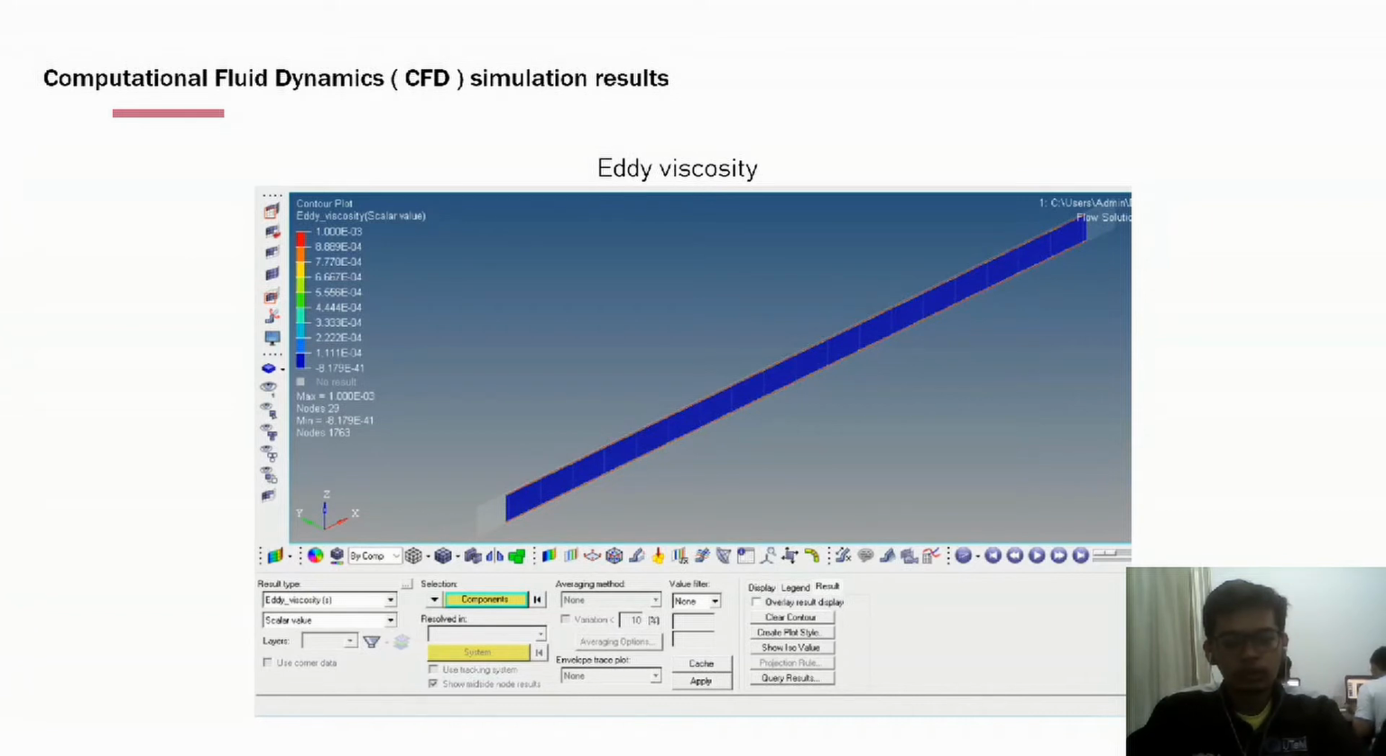For the eddy viscosity, we got the maximum value of 1.000 exponent negative 3, with 29 nodes. The minimum value is negative 8.179 exponent negative 41, with 1763 nodes. The other three results are pressure, temperature, and velocity.